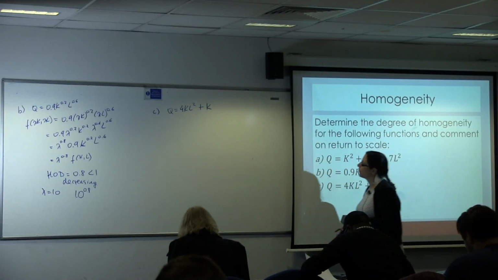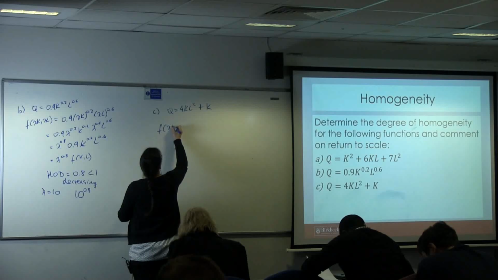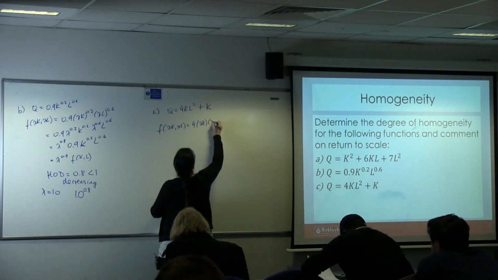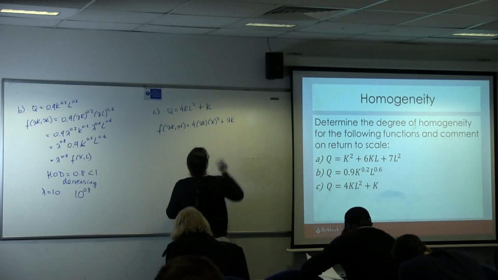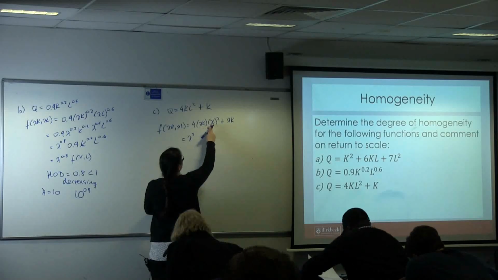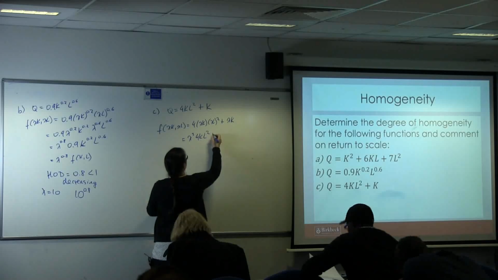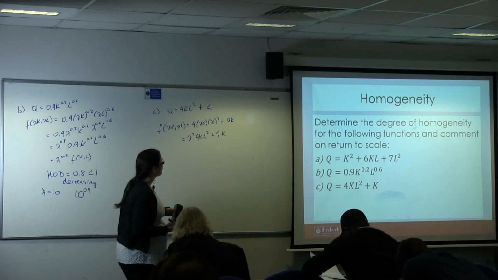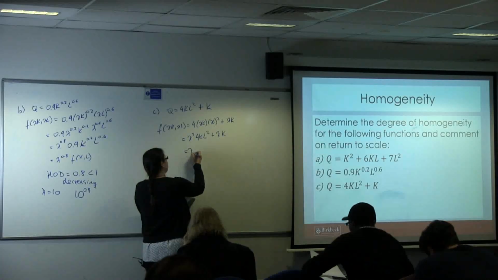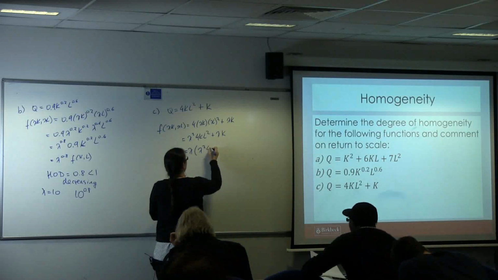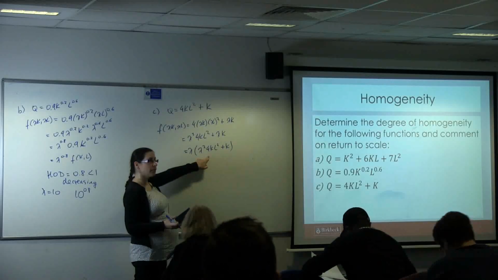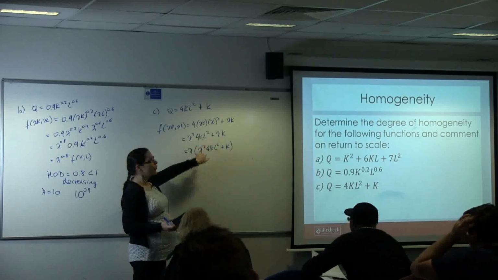Okay? So, the last function. It will be 4 times lambda k times lambda l to the power of 2, plus lambda k. So that is equal to lambda cubed, because lambda times lambda squared is lambda cubed, 4kl squared, plus lambda k. The highest power of lambda I can factor out from both terms is lambda. But then what I'm left with is lambda squared, 4kl squared, plus k. And that is not the original function.